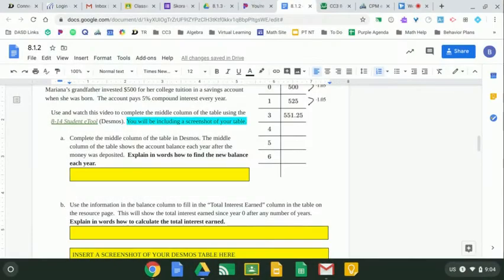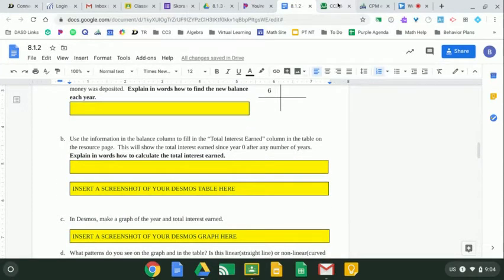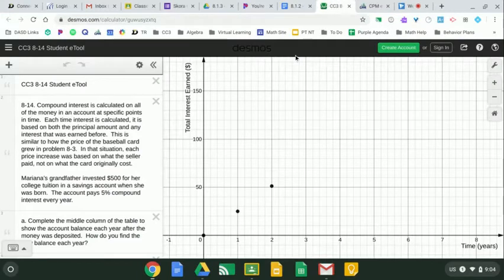Before you start on this video, there's a few things you're going to want to have on hand. First off, make sure that you open up your 8-14 Student eTool because that's where we're going to be recording our work into your table that you're eventually going to need a screenshot of, along with the graph too, and that'll go down here. So get that open. Another thing that you're going to want is a calculator. I know you can use a calculator on the computer, but it's going to be a lot easier if you have one in your hand. So if you have a cell phone that you have a calculator on, this would be a great time to grab that. I know I have mine in my hand right now.